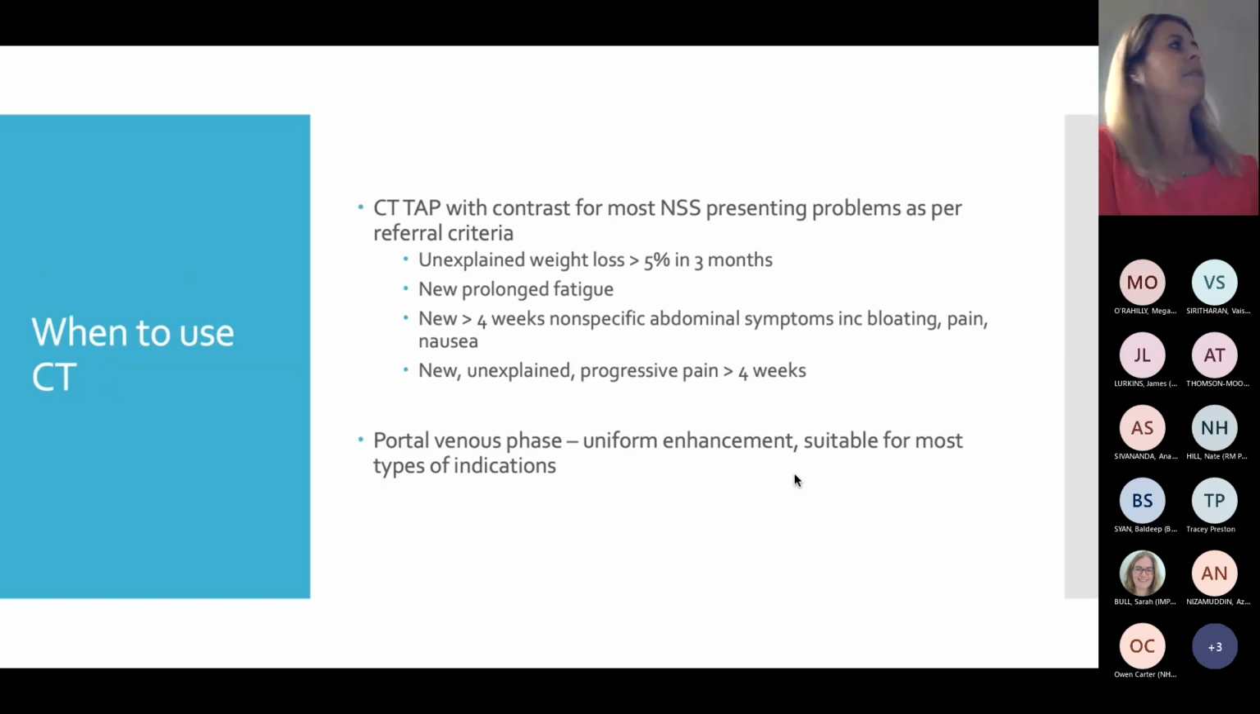So in the setting of the non-site specific pathway, CT is your main thing, really. So for almost all of the indications on the referral form, such as unexplained weight loss, new prolonged fatigue, non-specific abdominal symptoms, including bloating, pain and nausea, or unexplained progressive pain, CT chest, abdomen, pelvis with IV contrast is what you will do. This is done in a portal venous phase.